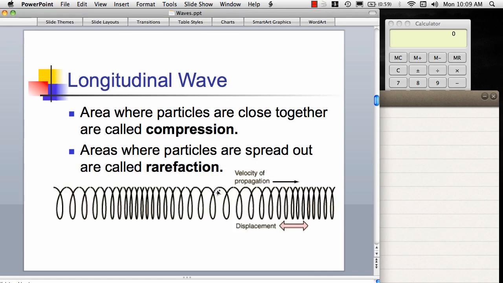Next, we have a longitudinal wave. As you can see here, here's my slinky, and here's where my slinky compresses, an area of compression, and here's where it expands. That's known as a rarefaction.